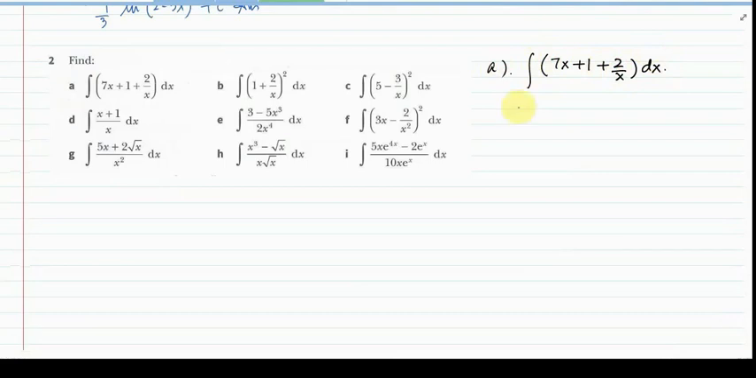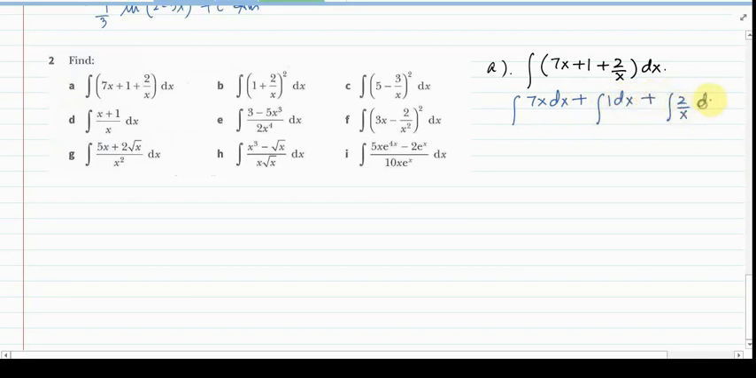What I meant is integral of the first one is 7x dx, right? Second one is 1 dx, and third one is 2 over x dx, right? We have applied the sign of integration with all these three terms. The first one, the integral of 7x, it will be 7x squared divided by 2 plus integral of dx is x plus the integral of 2 upon x, so that will be ln x plus c, and that is your answer.